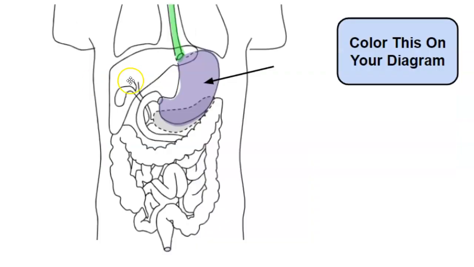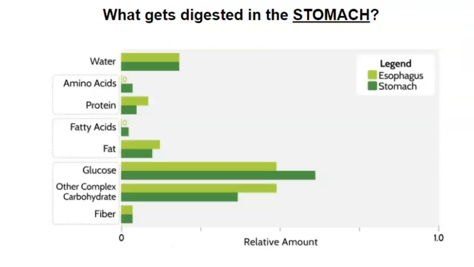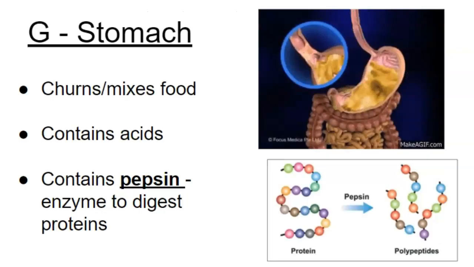Speaking of the stomach, this is the stomach here. So for the stomach, let's take a look at what happens in the stomach. What do we get changing here? You'll notice we get a little bit of protein being digested, fats, and carbs. So this is where stuff starts getting digested.